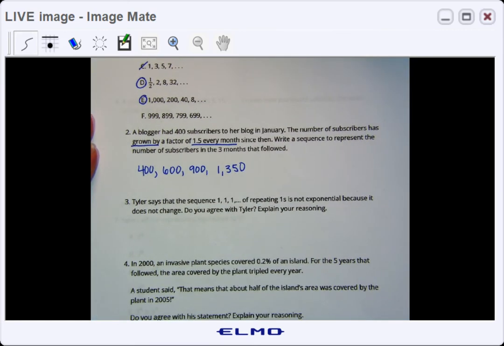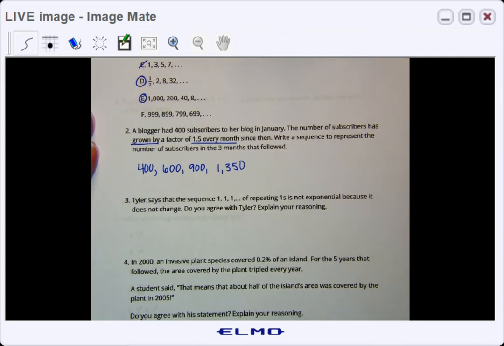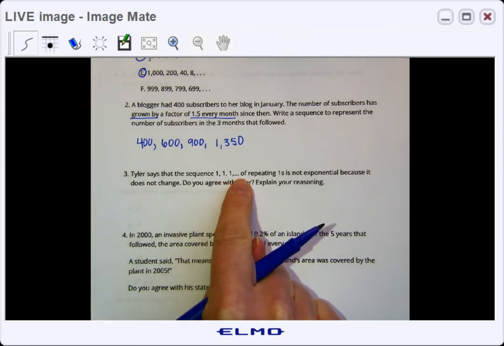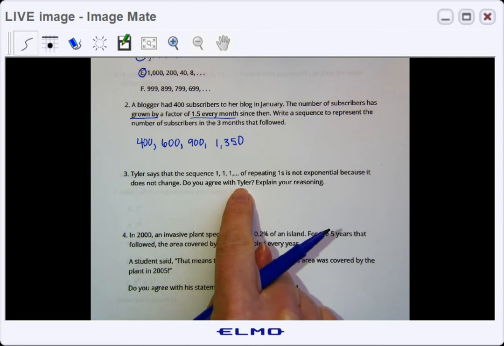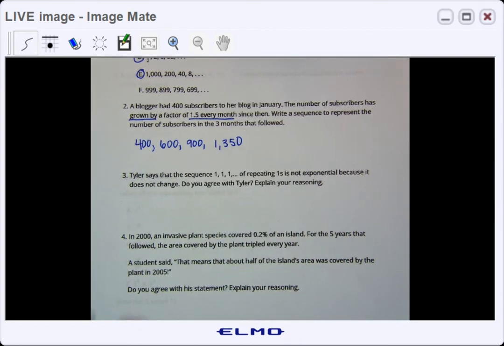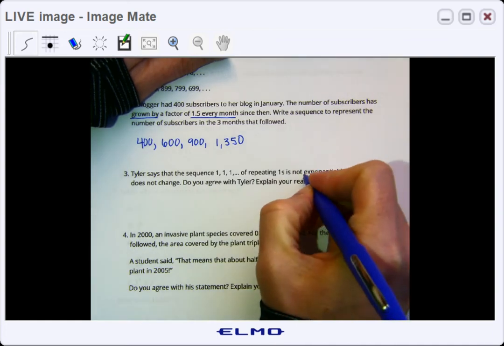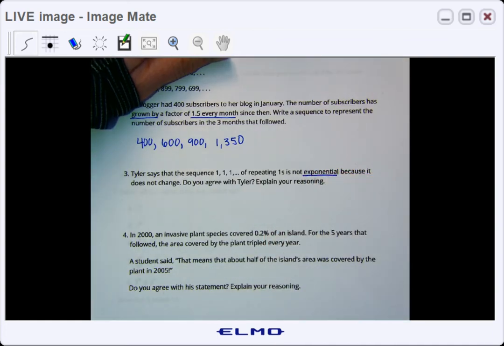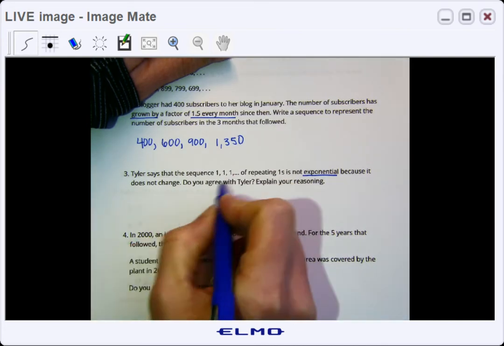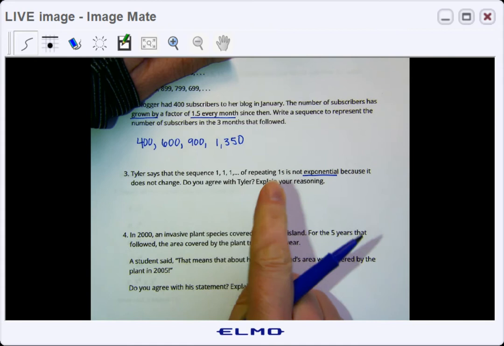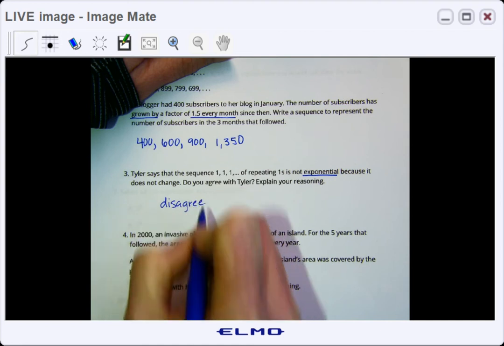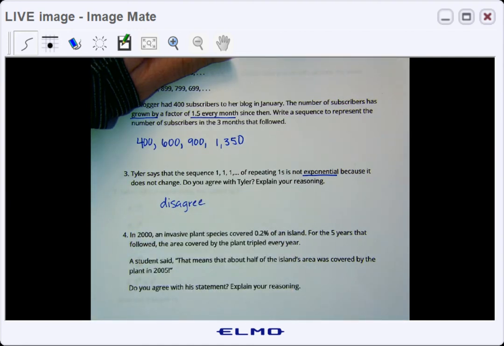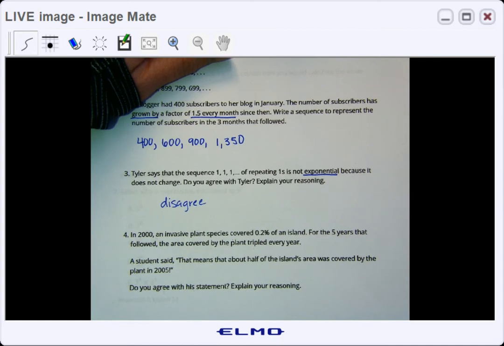Number 3 is an interesting question. This comes up a lot. Tyler says the sequence 1, 1, 1, and so on of repeating ones is not exponential because it does not change. Do you agree with Tyler? Explain your reasoning. So for a sequence to be exponential, it just has to have a common factor. And it does have a common factor. It's 1. So you could say that you disagree with Tyler. Although the sequence isn't changing, it does have a constant multiplier of 1, so it would then be considered exponential.